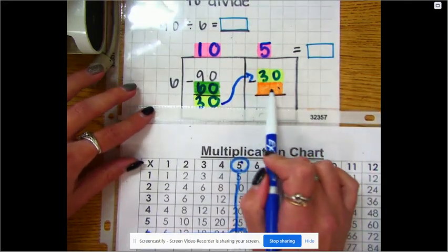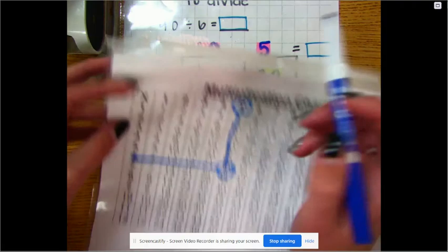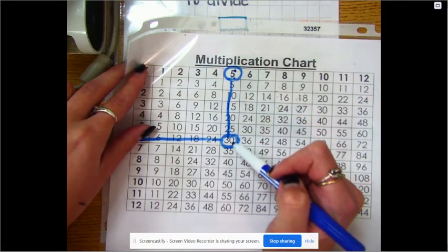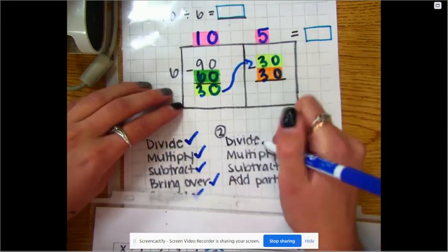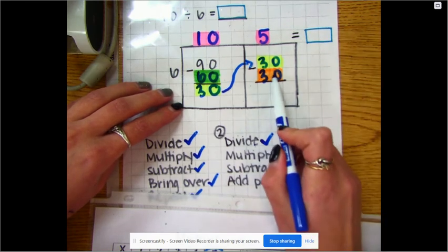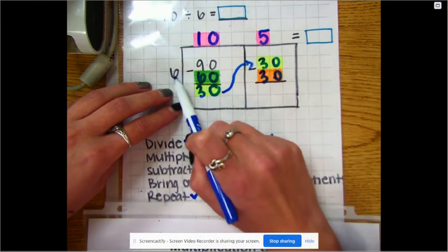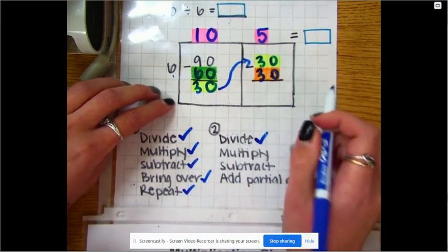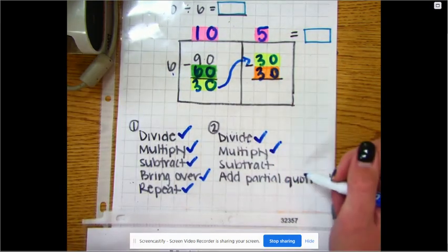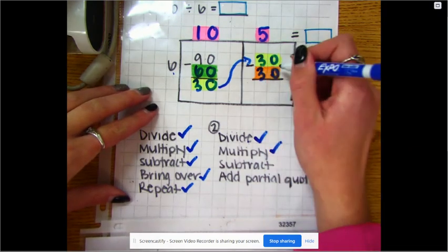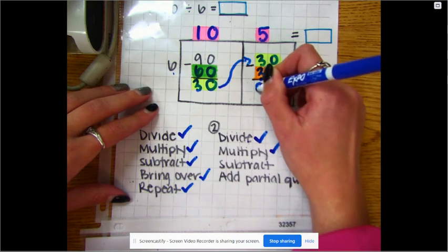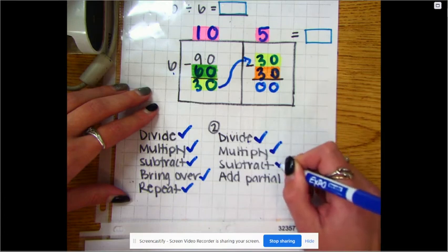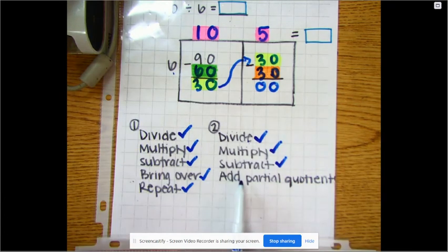Now I need to figure out what goes in the orange. Well, it's straight down from the 5. So let's look straight down from the 5, and what do you see? 30. That's where they met. Okay, I'm starting to get this. I divided, and then I got 30 by multiplying 5 times 6. Now, what's my next step? Subtract, correct. So let's subtract 30, take away 30. Well, 0 take away 0 is 0, and 3 take away 3 is 0. All right, I've subtracted. Now this last part says add my partial quotients.